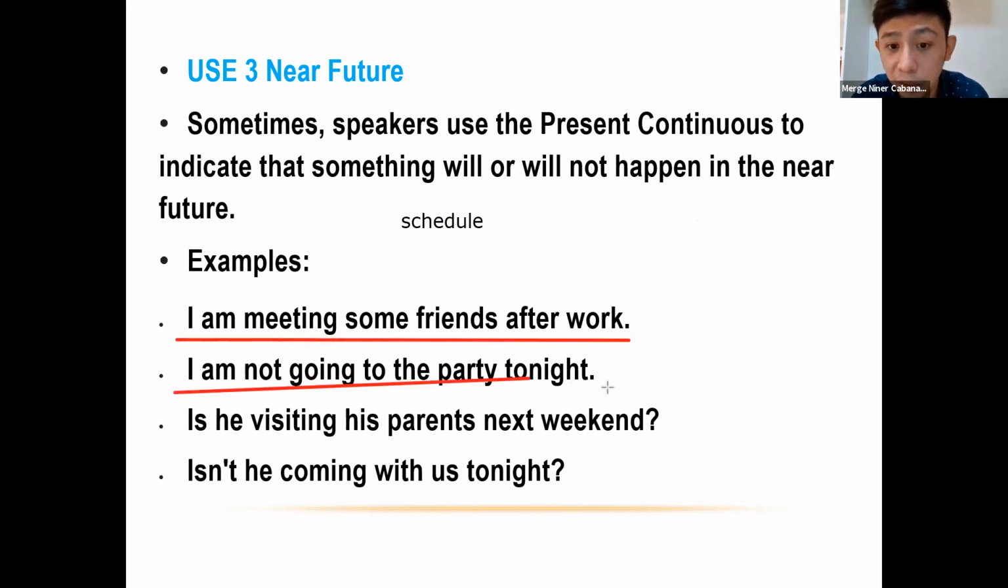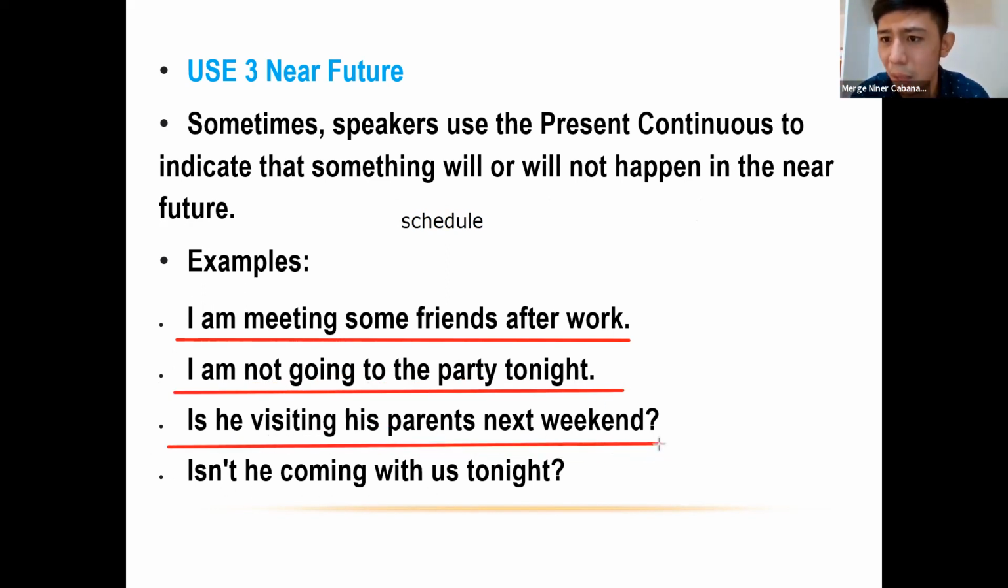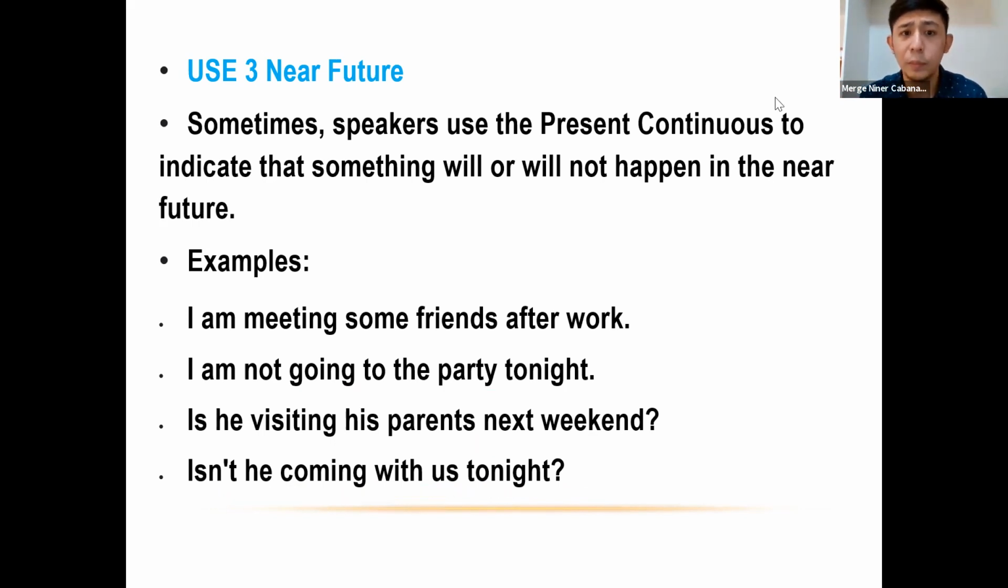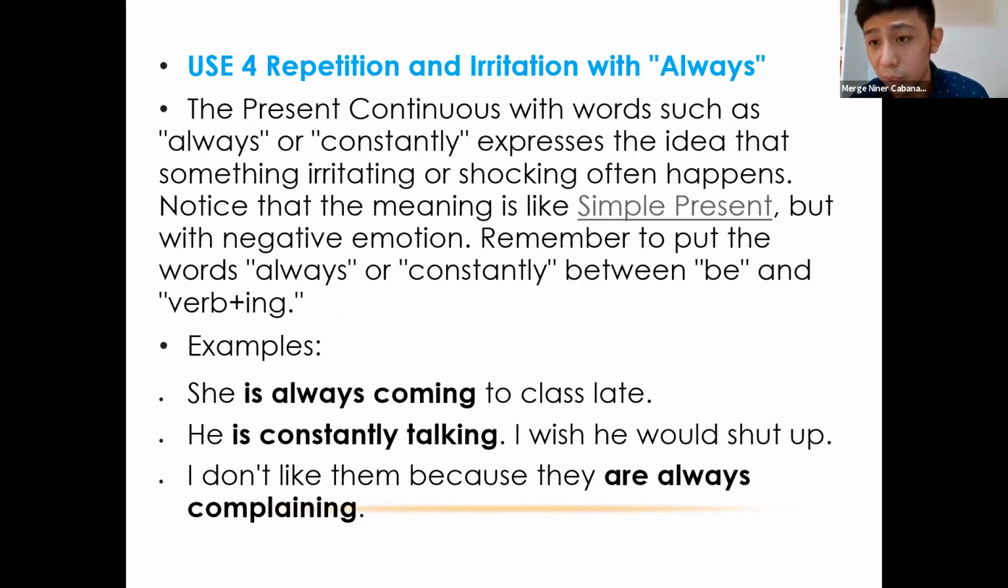I'm not going to the party tonight. This is a plan. Is he visiting his parents next weekend? I'm asking about his plans. Isn't he coming with us tonight? I'm asking about their plan. So for your simple present, with the use of your near future, we use it for scheduled events in the near future, especially public transportation. But for this, the use of your near future is for plan, whether or not the activity will or will not happen. So next topic will be the repetition and irritation with always.